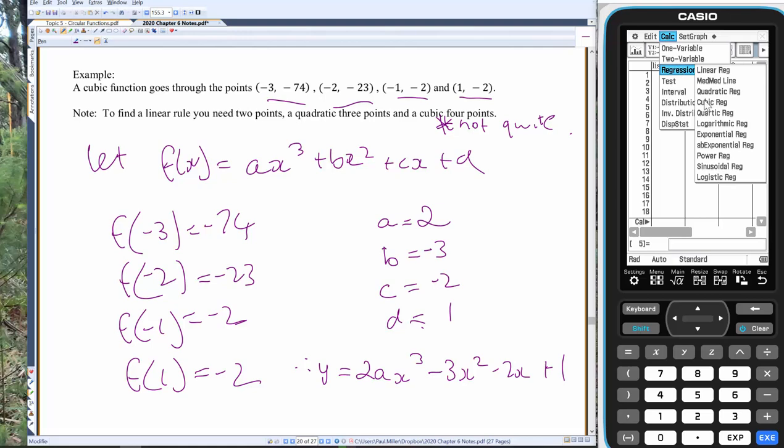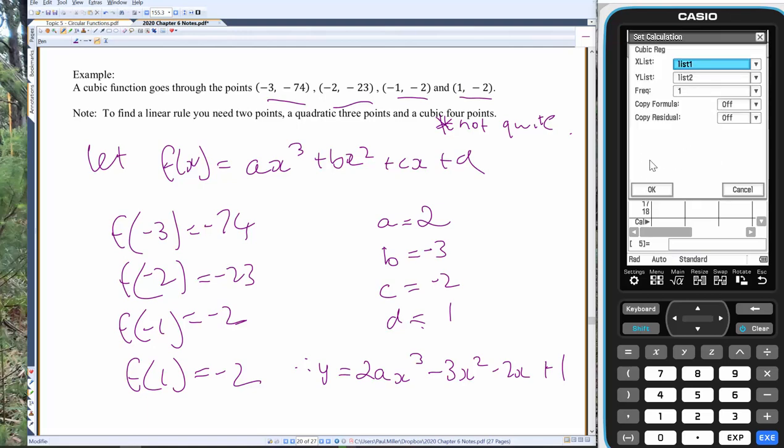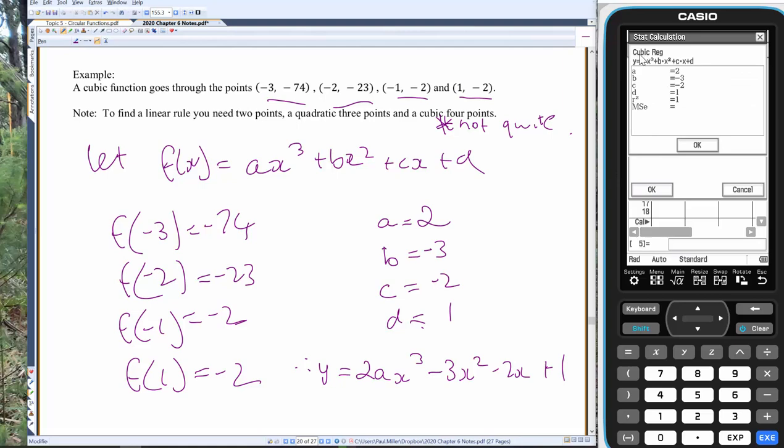So let's run some regression on this. What you do is go to Calc, Regression, and what we want to do is called cubic regression. What that essentially does is imagine a cubic function drawn connecting up those 4 points, and it's going to get us a function that will go through all 4. Our x values are in list 1 and our y values are in list 2, so let's go OK. And it tells us that if the function is in this form, the a value is 2, the b value is -3, the c value is -2, the d value is 1, just like we got by doing it with this method here.